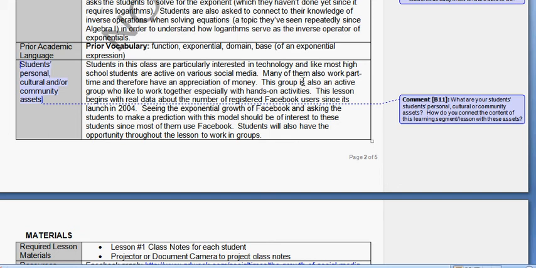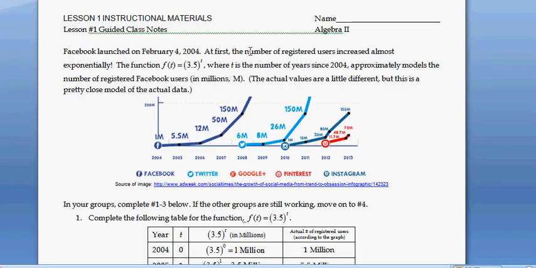So again, for my example, my lesson starts with, in fact, let me pull it up. So the lesson starts with this visual here about Facebook and how the number of registered users increased almost exponentially when it first launched. And it gives a graph here.